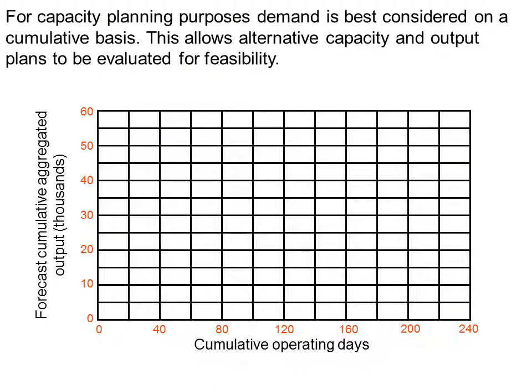Okay, so for capacity and planning purposes, demand is normally considered on a cumulative basis. So these curves I've shown you go up and down over a period of time, but for most situations we look at it over a period of time as a cumulative curve. And this allows us to alternate capacity and output plans and evaluate these for feasibility.